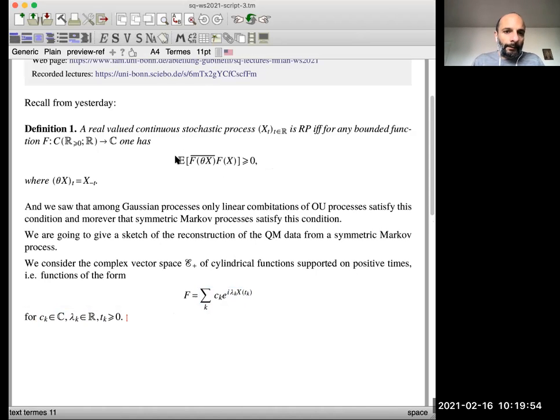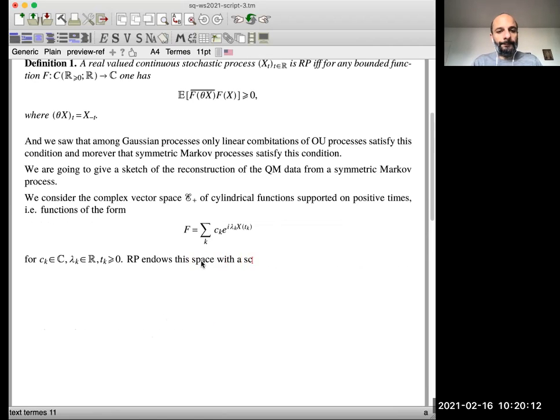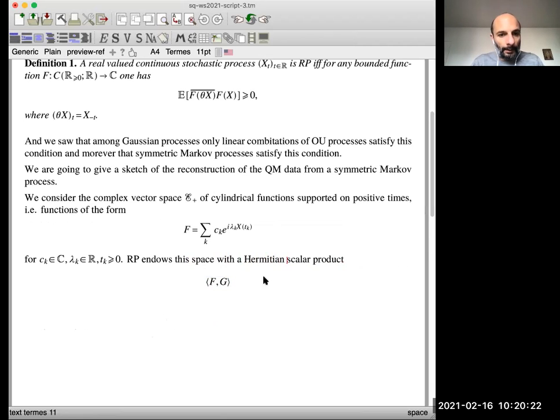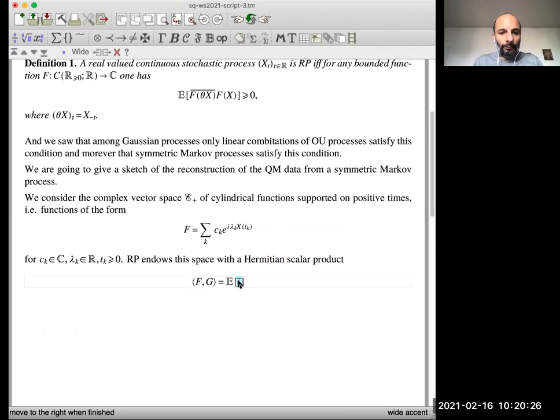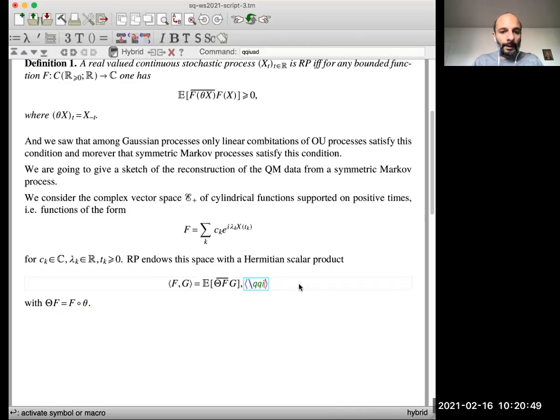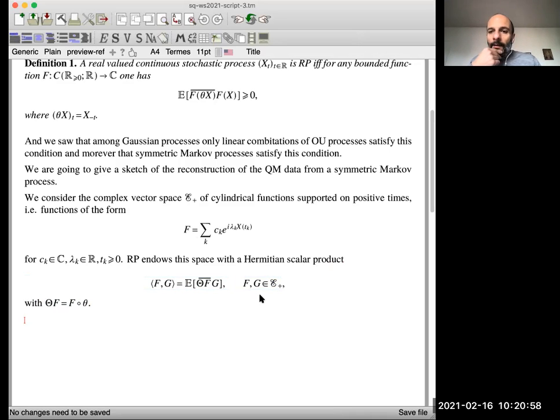Then you see that reflection positivity allows us to endow this space with a scalar product, a Hermitian scalar product. How do you take the scalar product of two functions? You do what you expect. You introduce this theta and take theta f times g. Recall that theta f was simply f composed with this inversion. And of course f and g have to be cylinder functions. So this will be the scalar product.